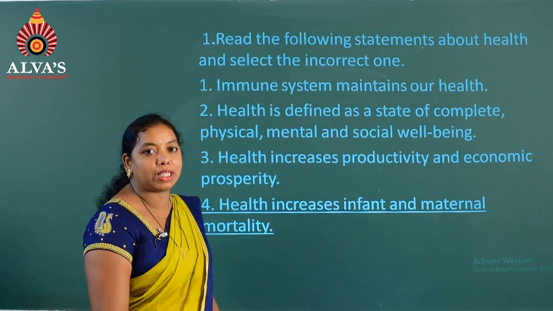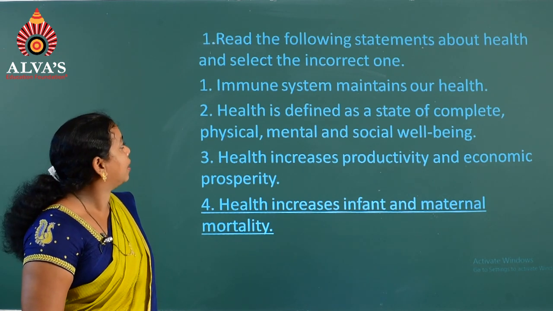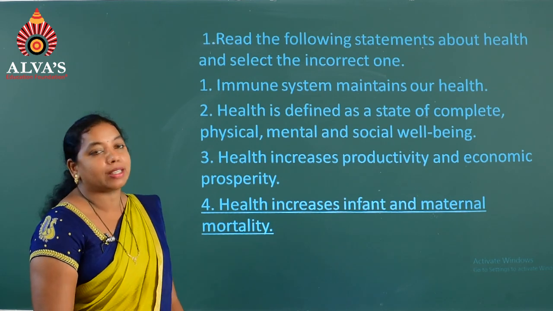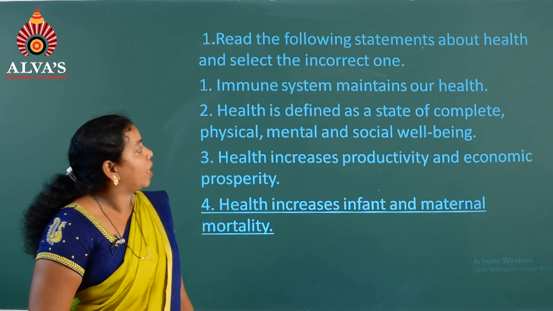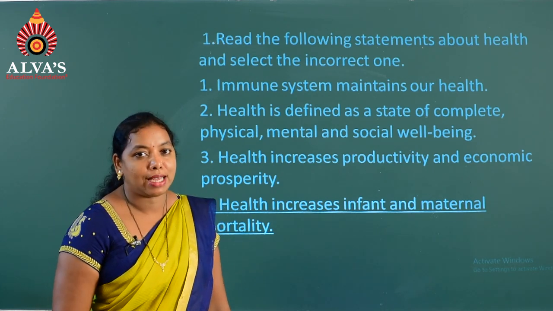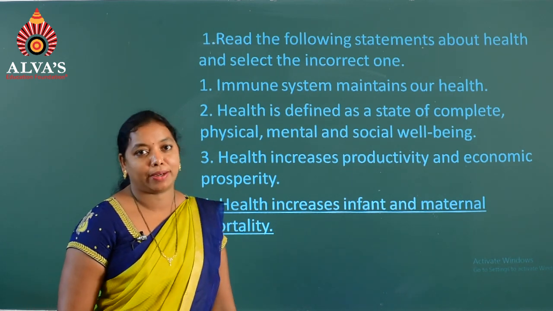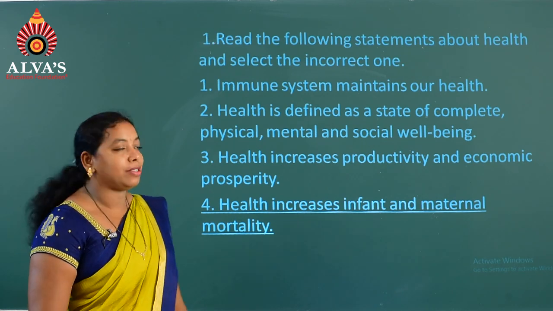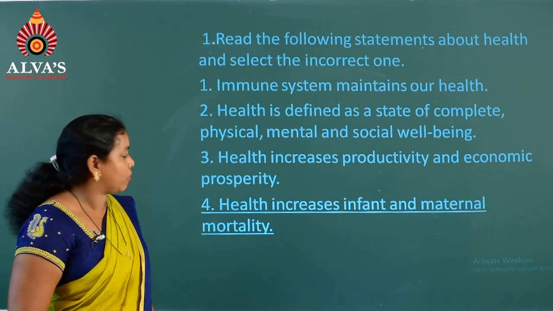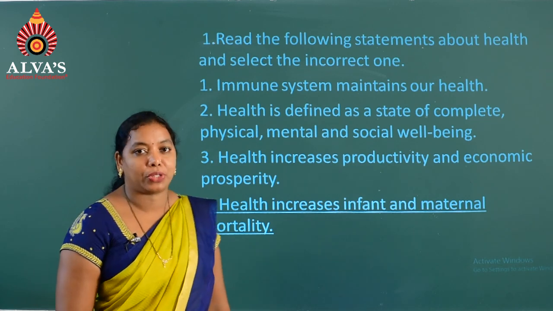I am going to discuss question number 1: read the following statements about health and select the incorrect one. The first option is that the immune system maintains our health. The second option is that health is defined as a state of complete physical, mental and social well-being. The third option is that health increases productivity and economic prosperity. The fourth option is that health increases infant and maternal mortality.